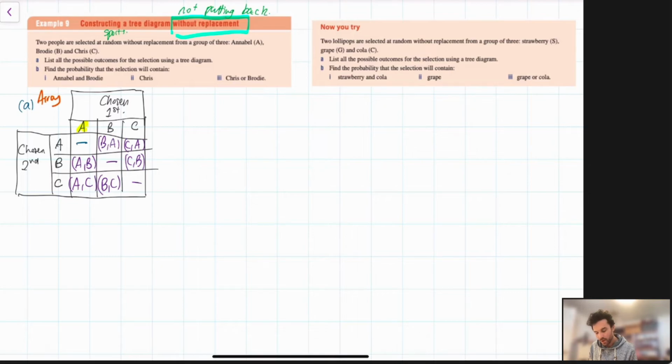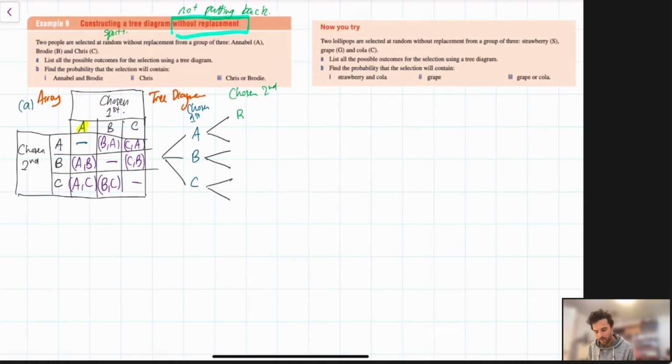We can also do this using a tree diagram. So let's have a go at this. First one, you've got 3 possible people to start off with. Annabelle, Brody, and Chris. And this is being chosen first. Now, let's draw our branches out. Now let's consider how many branches we need to draw for each person. Annabelle, there's only 2 people left. So we're going to draw a branch of 2, 2, and 2. So this is chosen second.